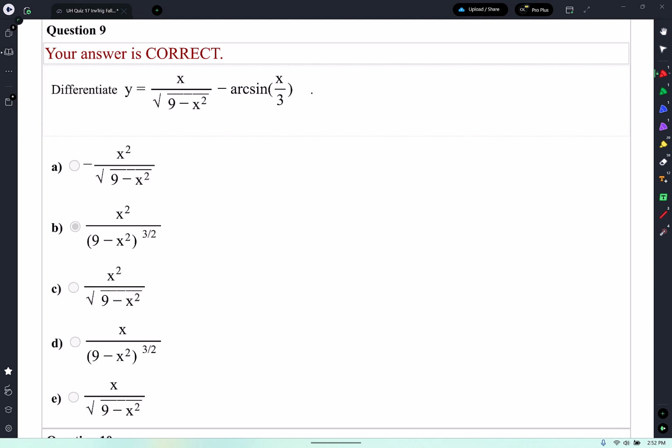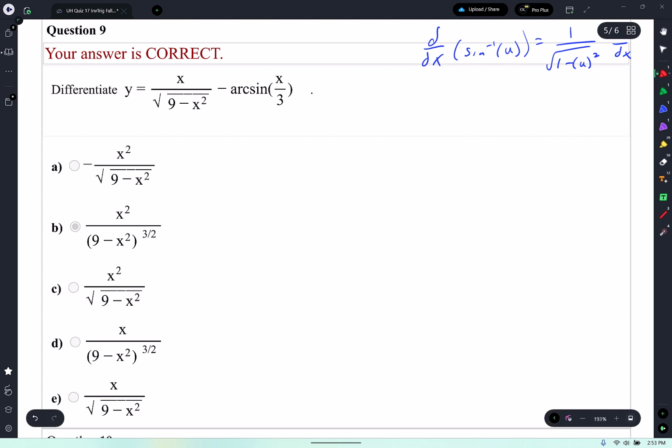I'll put the derivative of arcsine here in the corner. So while you guys are copying the equation, I'm just going to write the derivative. You don't have to write it. Derivative of arcsine of u is 1 over square root of 1 minus u squared times du dx. All right, here we go. I haven't started anything.